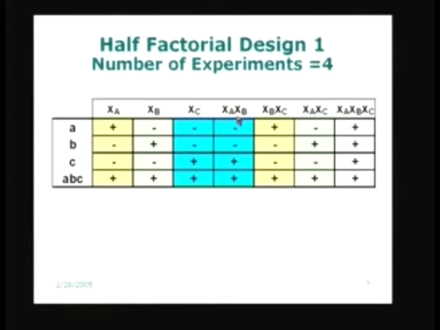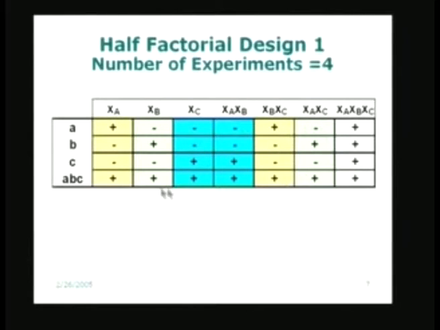You see that this column is no different from this column. That means that xC and the xA xB product look alike. That means we say that these 2 are aliased. This is like an alias of this, and we say that these 2 effects cannot be resolved. xC and xA xB are together. Therefore, we cannot resolve these 2 effects separately, and we say that these 2 effects are confounded.